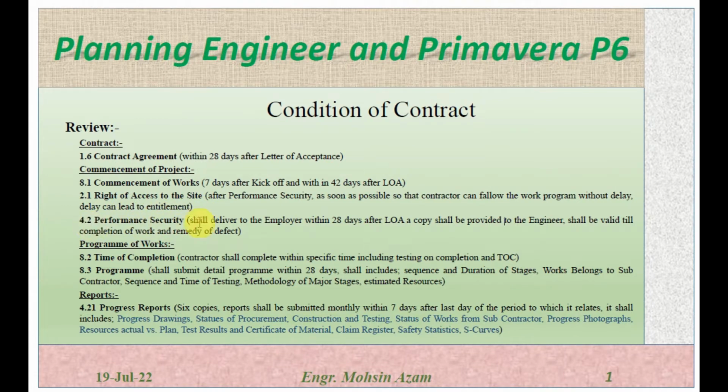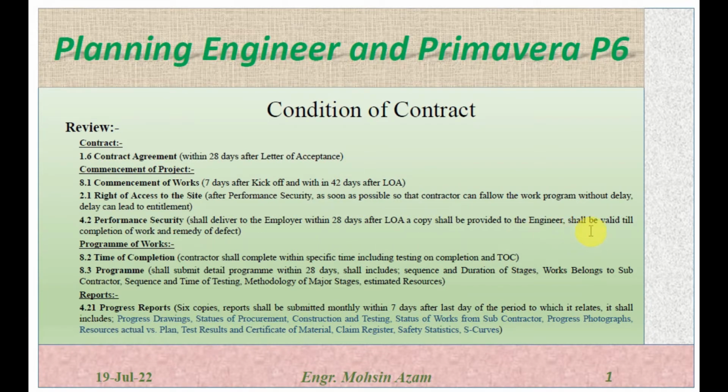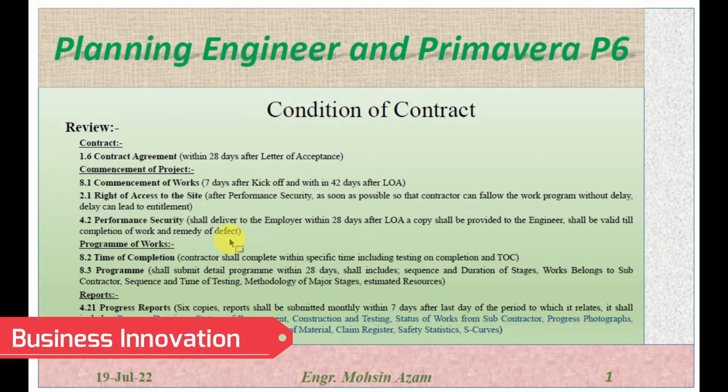Performance security, which is 4.2. Performance security shall be delivered to the employer within 28 days after the letter of acceptance. As we discussed before, the performance security is the security for the project. The copy should be provided to the engineer. It shall be valid till the completion of the work and the remedy of defects. So performance security should be valid for the entire duration of the project, including the defect liability period.